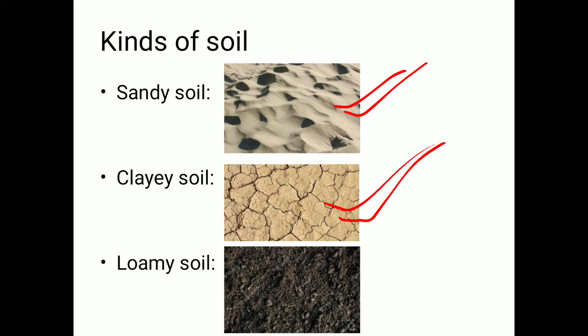Then next we'll move to the loamy soil, which is considered the most fertile for the growth of the plants. This loamy soil is a mixture of sand, clay, and humus. Humus is the organic matter which you will find in the loamy soil. It is also considered the best type of soil for plant growth, and it can hold enough water and air for the plants.